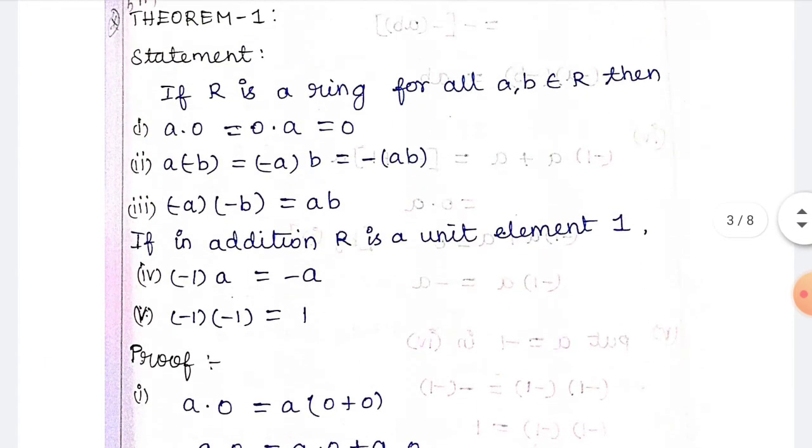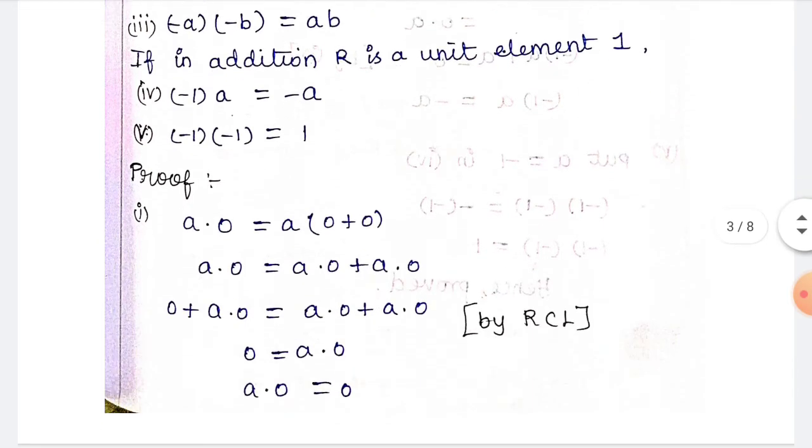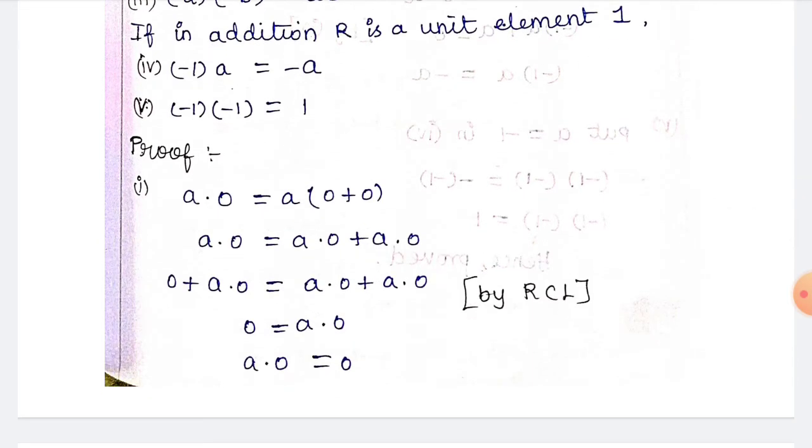First you have to show that a·0 is equal to 0·a is equal to 0. So on the left hand side you take a·0 is equal to a into, instead of 0 you take 0 plus 0. In the next step, by the distributive law, because R is a ring, using a(b+c) is equal to ab plus ac, we get a·0 plus a·0.